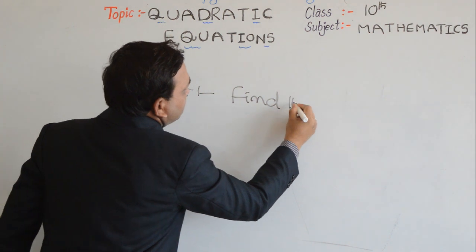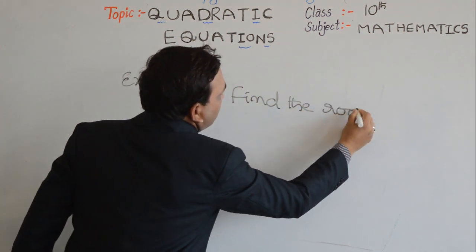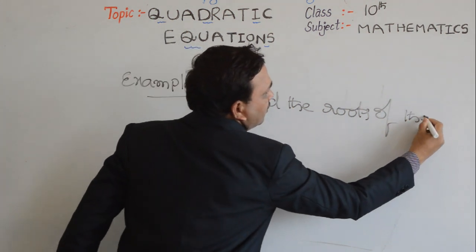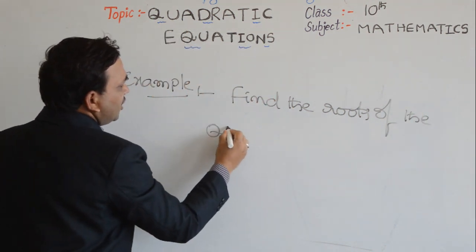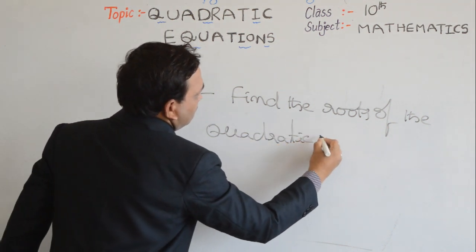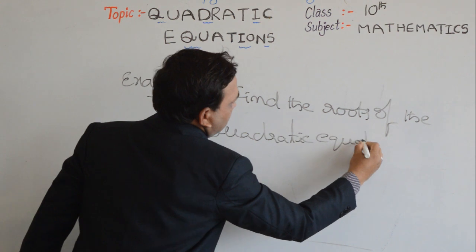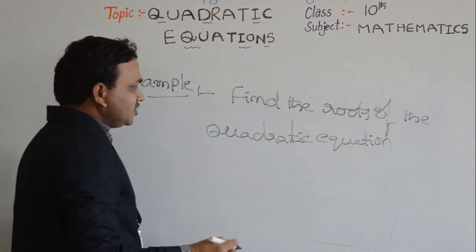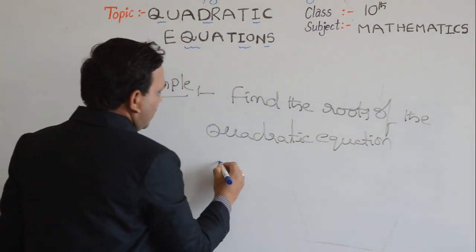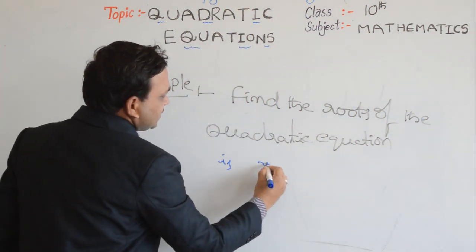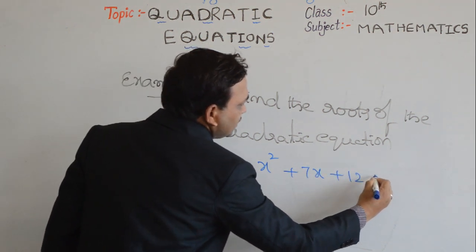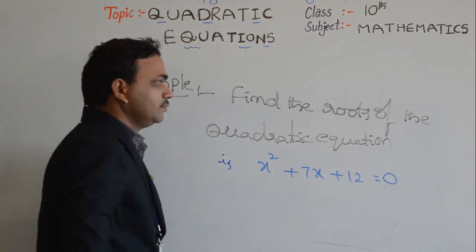Find the roots of the quadratic equation. Find the roots of the quadratic equation x square plus 7x plus 12 is equal to 0.